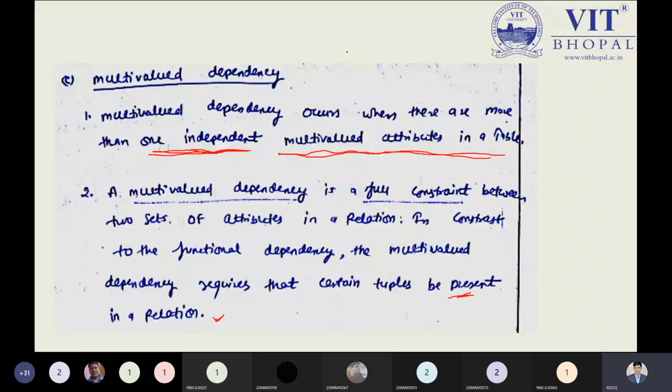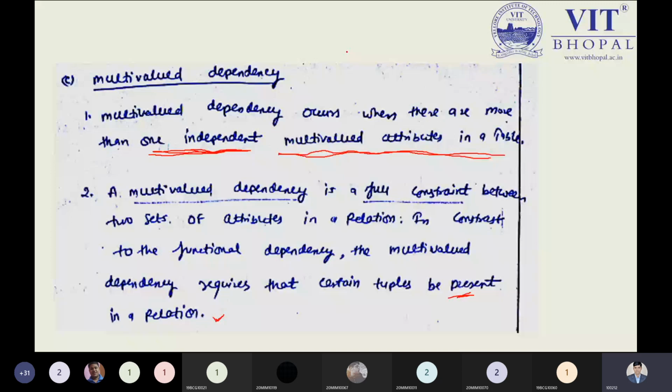After this point, we have a third type of functional dependency that is known as the multi-valued functional dependency, or also known as multi-valued dependencies. I am speaking this definition from the slide. A multi-valued dependency occurs when there is more than one independent multi-valued attribute in a table. I am speaking once again: it means we are talking about more than one independent multi-valued attribute in a table.